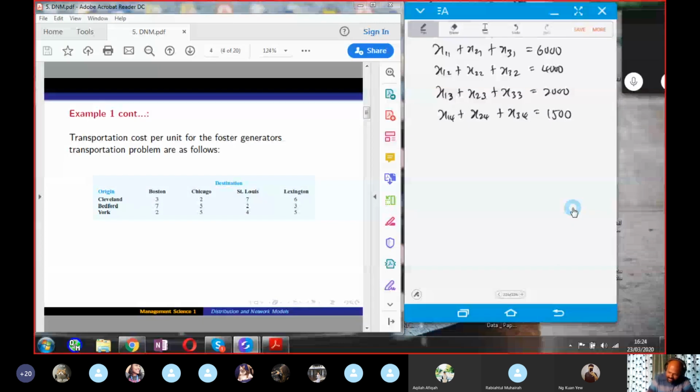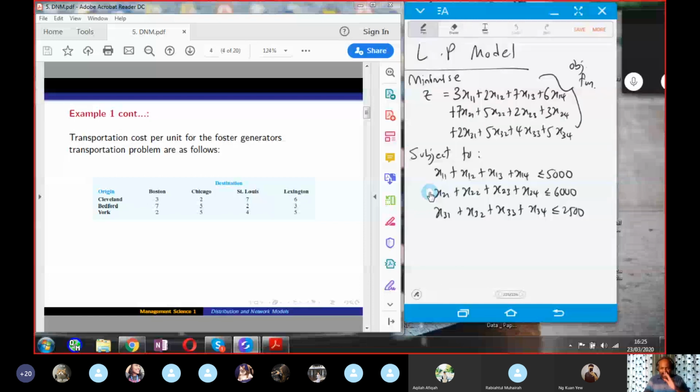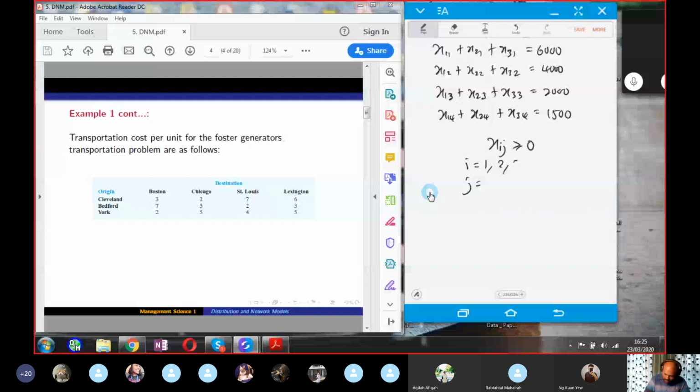Xij greater or equal to 0. I is the starting point of the line. You see where the line starts from. It starts from here, ends up here. Each and every line starts from 1, 2, 3. So i is 1, 2, 3. Clear? That is, i is the starting point.